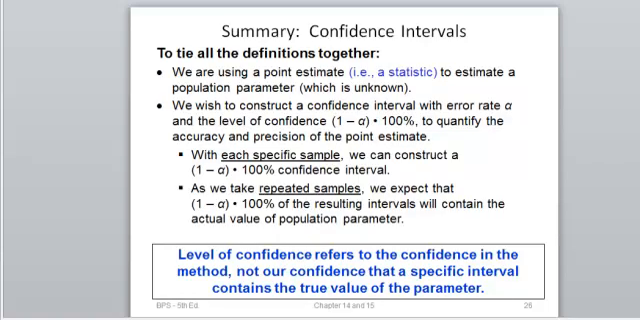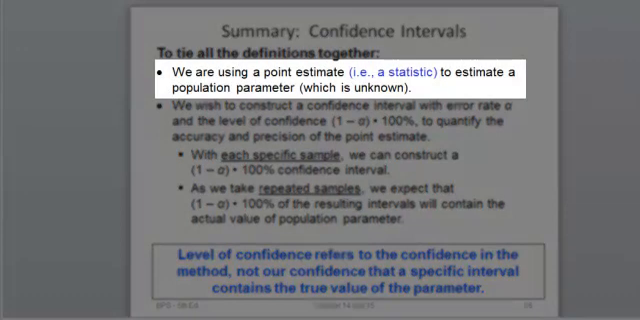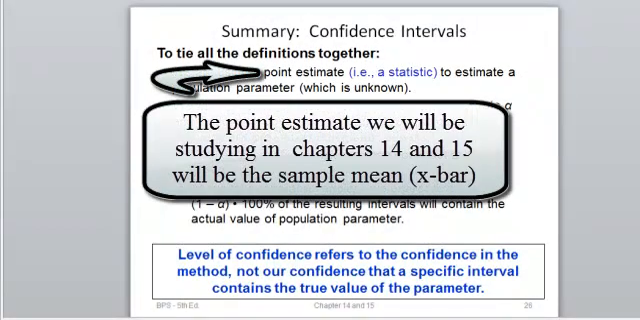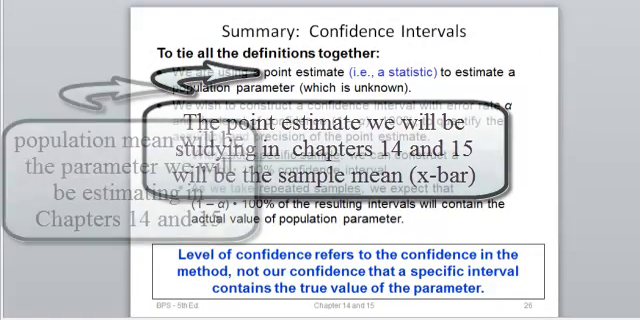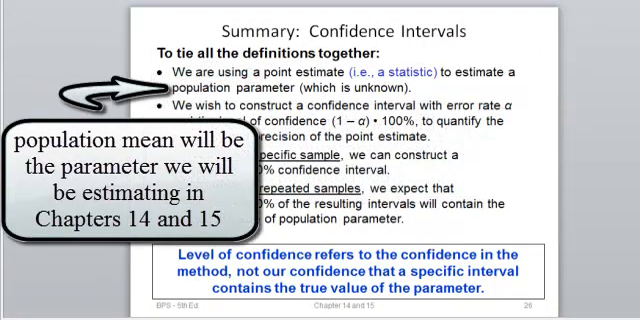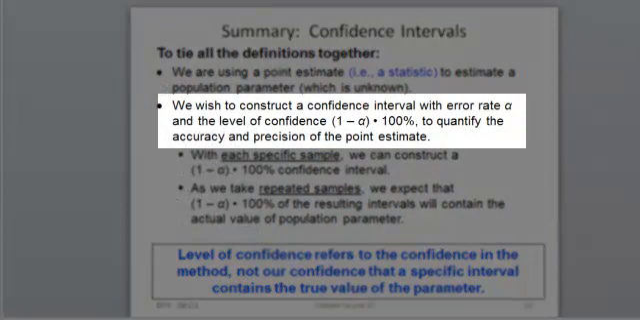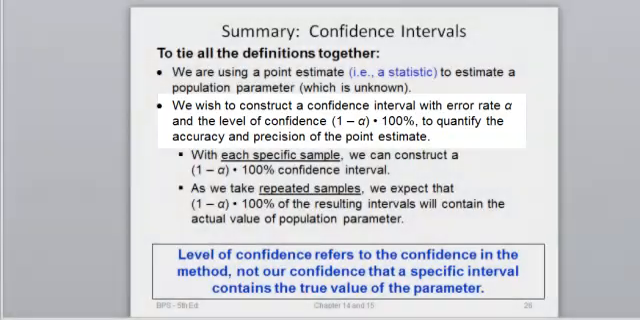So, to summarize confidence intervals: we use a point estimate, that is a statistic, and in this chapter we're using the sample mean, x bar, to estimate the population parameter, which is unknown, and in this chapter the parameter is mu, the population mean. We wish to construct a confidence interval with an error rate of alpha and a confidence level of 1 minus alpha times 100, which gives us the percent, to quantify the accuracy and precision of the point estimate.